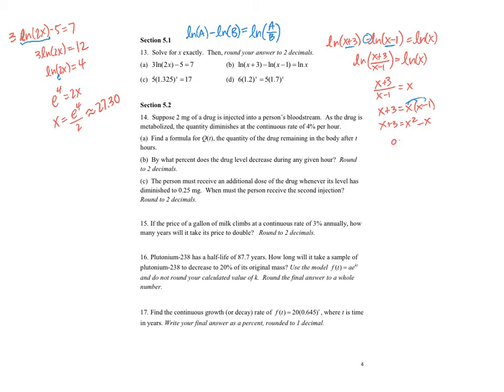So I end up getting 0 equals x squared minus, when I subtract that x, I get 2x plus 3. Let's see, does that factor? x minus 3, x minus 1, that doesn't factor. Let's see, does it factor? I don't think it does. Oh yeah, it does. Oh, I got a sign wrong. Okay, hang on. When I subtract that 3 over, it's minus 3. There we go. All right, now it does factor.